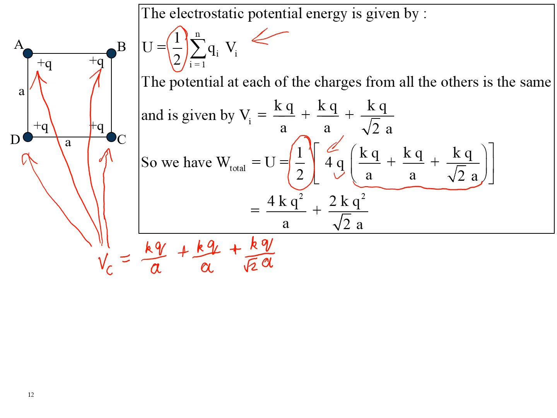And that tells you that this formula becomes a very simple formula to evaluate, because this factor of 2 and this factor of 4 cause a factor of 2 to be present out here. So we just have to take whatever is inside the round brackets and multiply it by 2q. If we do that, we get 2q times 2 times kq over a, which gives rise to this part out here, and 2q times kq over square root 2a, which gives rise to this part out here.